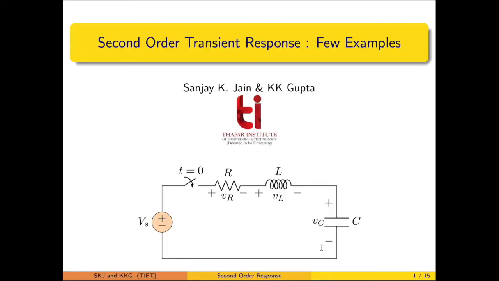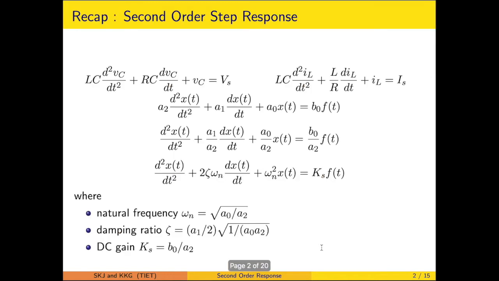So, having discussed the second order transient response in detail in the last lecture, here I will be discussing a few examples. As a recap, we have gone through the series RLC and the parallel RLC arrangement. This will be the final equation for the series RLC consisting of a step input Vs. This particular one is the equation for the parallel RLC having a step input current Is.